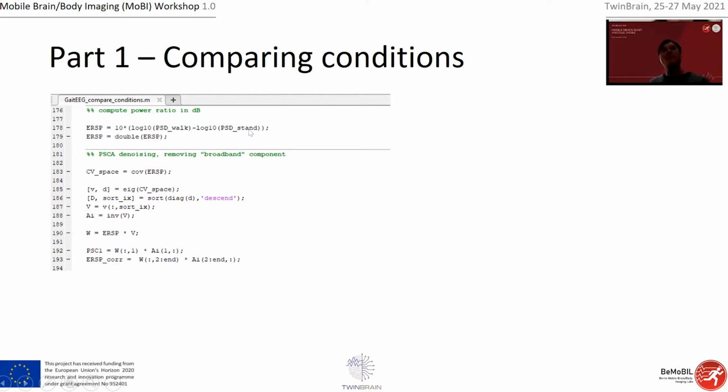We can just compute the difference, the log difference, that is the power ratio on a log scale, and call that ERSP, because it's one snapshot of ERSP. And then try to plot that. In a second, I'm also going to explain how I do this PSCA, principal spectral component analysis denoising, as I call it, removing this broadband component.